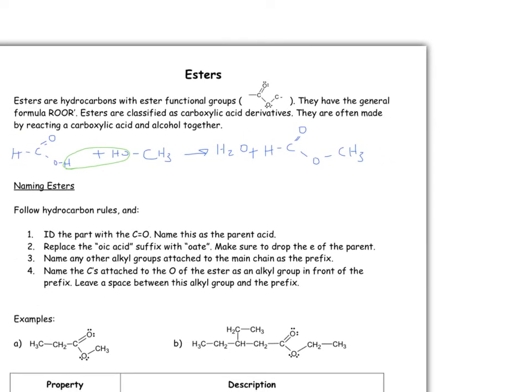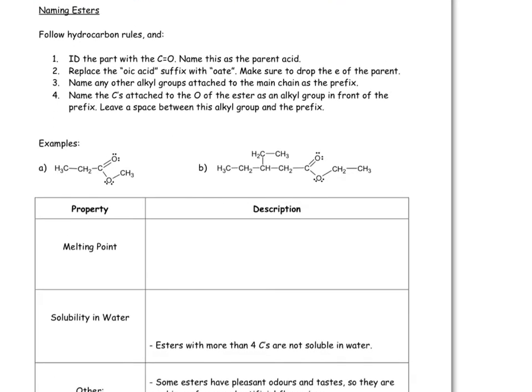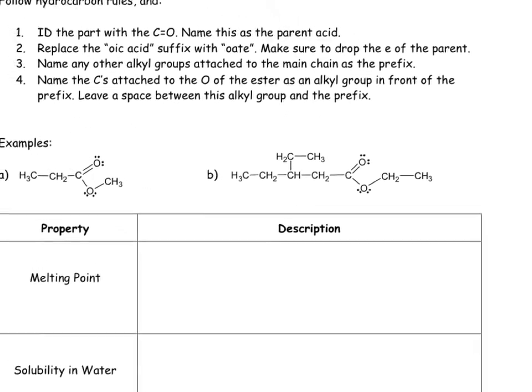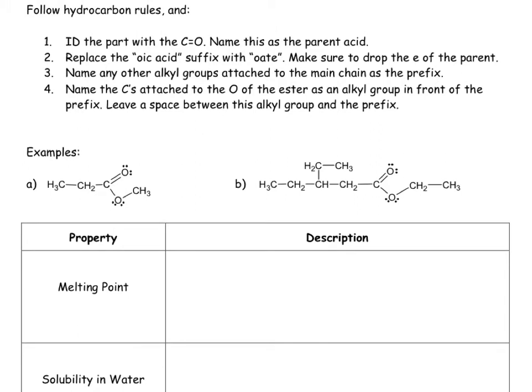Naming esters is a bit different than the other families that we've talked about. In other families, the longest consecutive chain of carbons is the parent. That's not the case with an ester. The part with the C double bonded O is always the parent. You would name that part like a carboxylic acid, but you replace the oic acid suffix with oate to indicate an ester. Make sure you drop the E of the parent.